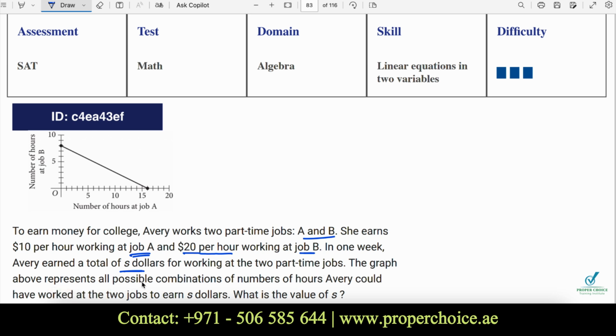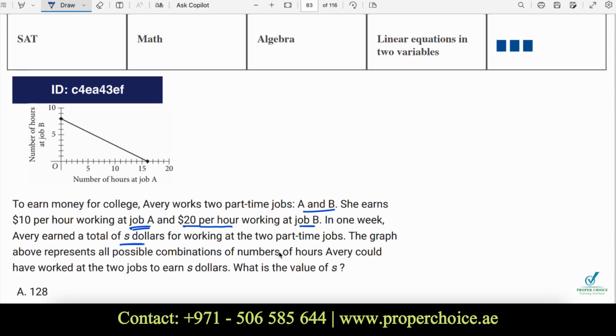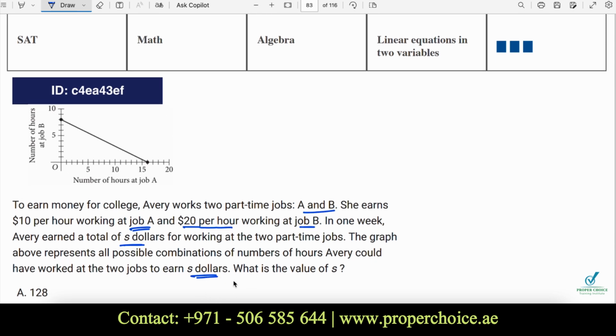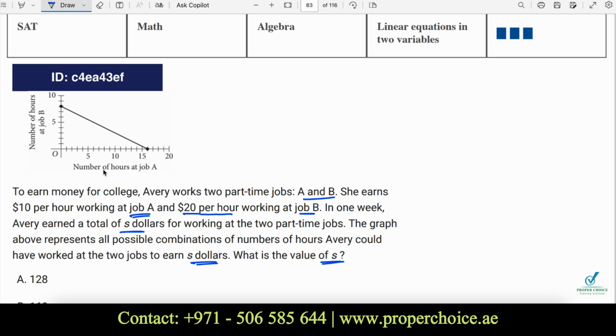The graph above represents all possible combinations of number of hours Avery could have worked at the two jobs to earn S dollars. Now, what is the value of S? If you look at the given information, what is the total amount she is earning, which is fixed? I can say a constant. So how are we going to write the equation?